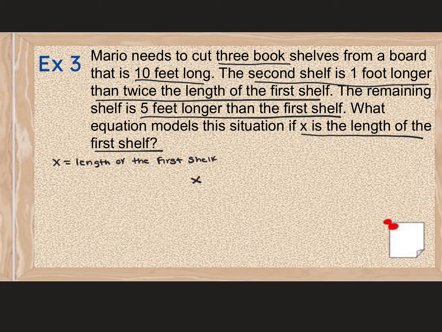We know that the second shelf is 1 foot longer than twice the length of the first shelf. So for my second shelf, I have 2x plus 1. And then for my third shelf, it says 5 feet longer than the first shelf. So we have x plus 5, because the first shelf is represented by x, and that is all equal to 10.